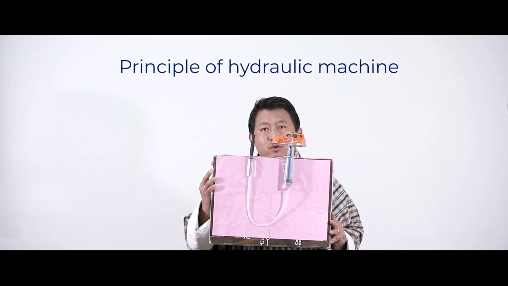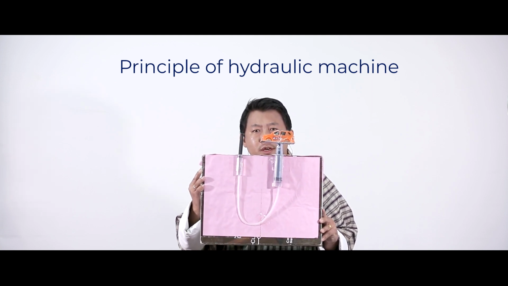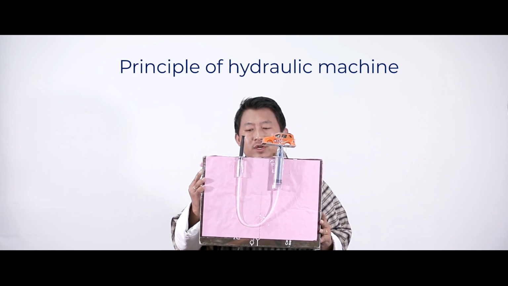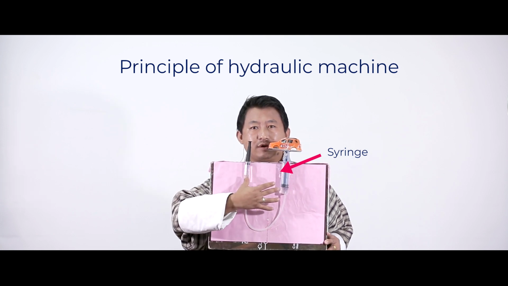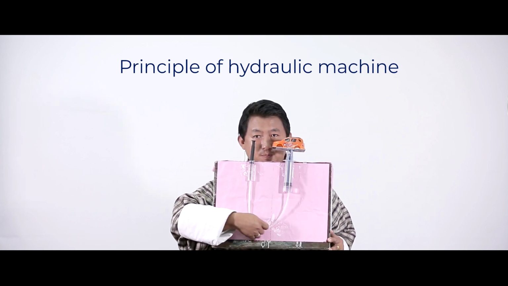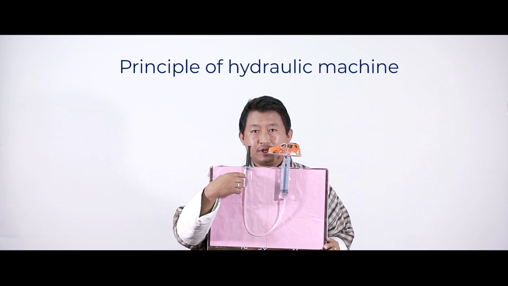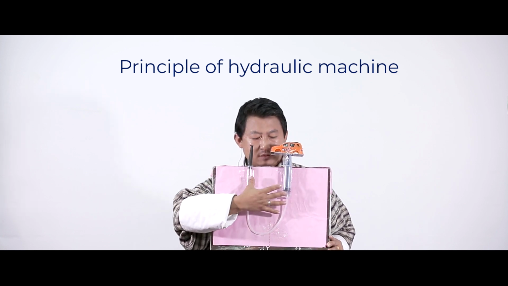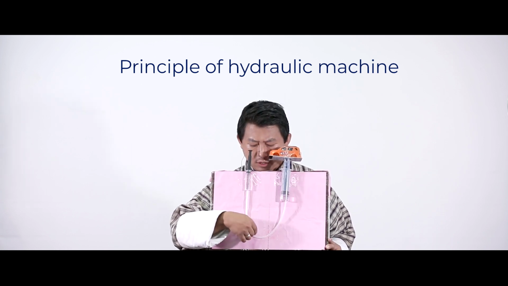Now, to understand better regarding the hydraulic machine, I have something for you. Can you see this? Let me demonstrate the principle of the hydraulic machine by using this syringe model. In this activity, I have used two different size syringes connected by a tube which is filled with water.